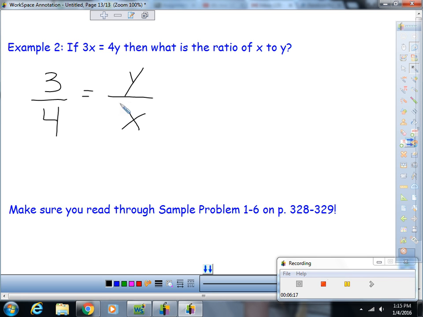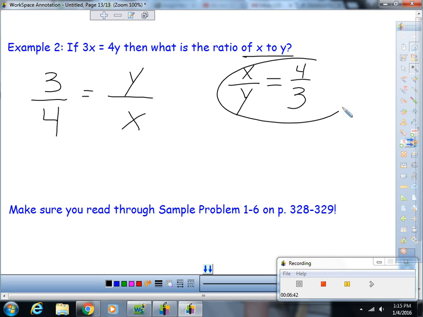No. If y over x is 3/4, then the ratio of x to y is the same thing as that, right? So then what's x over y? You got to flip it. It's 4/3. So make sure you pay close attention to those. Okay?